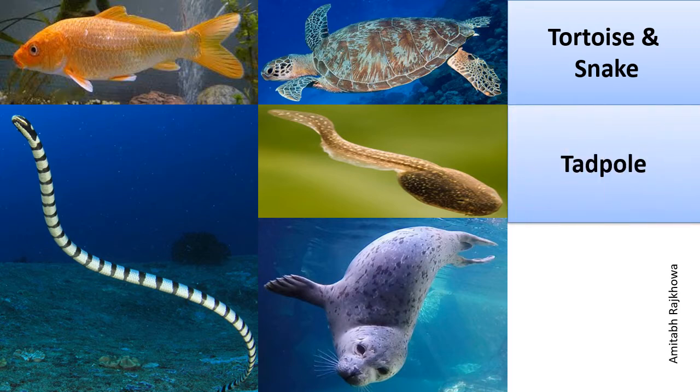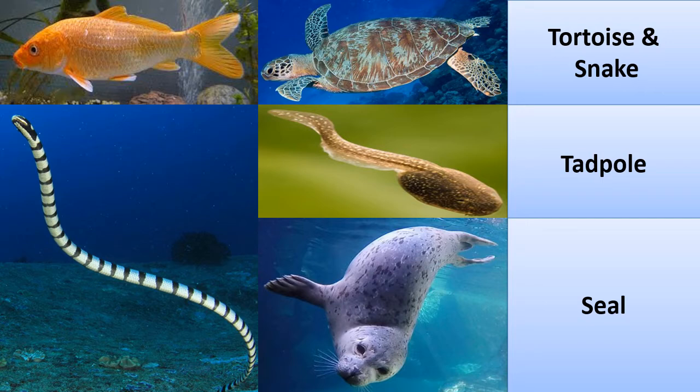Similarly, this is a tadpole. It is not an aquatic animal, but it is an amphibian. Similarly, this seal is not an aquatic animal, but it is a mammal and it is a warm-blooded animal. Carolus Linnaeus believed that as these organisms spent a part of their life in water, they must be placed together in one group, that is, aquatic animals.